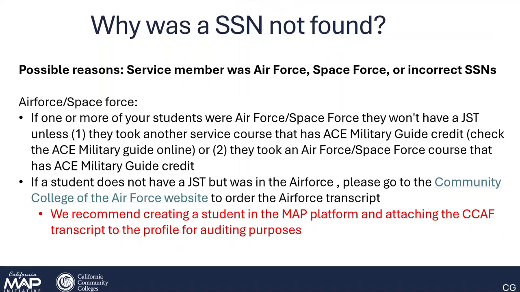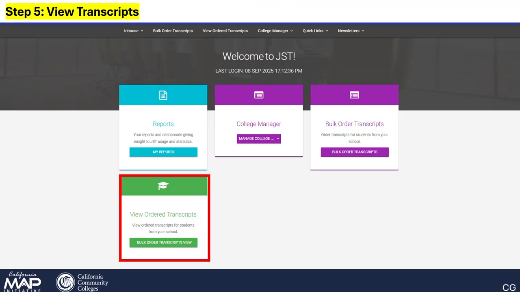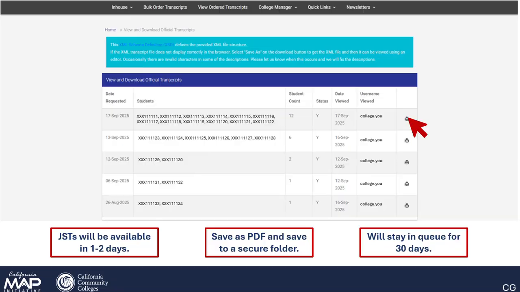If a student does not have a JST but was in the Air Force, please go to the Community College of the Air Force website to order that Air Force transcript. We still recommend creating a student in MAP and attaching this transcript to their profile. Step 5, we're going to view those ordered transcripts. So you're going to click Bulk Order Transcripts View. Once you're in here, your transcripts will be available in 1 to 2 days. You can save them as a PDF in your secure folder and they'll stay in your queue for 30 days.